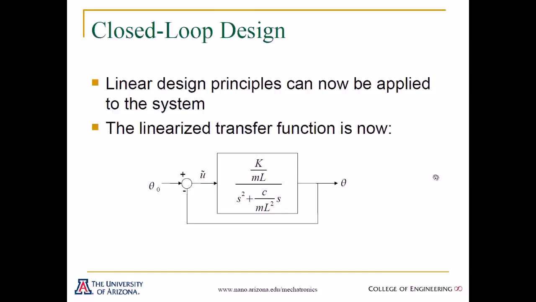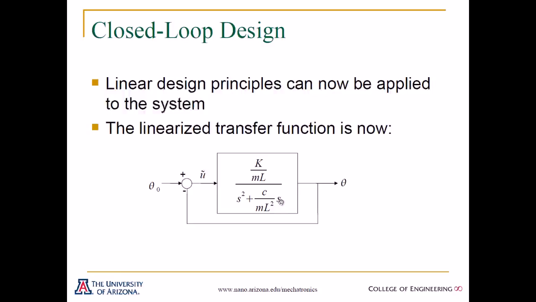We are now ready to design a closed-loop controller for the linearized system. Notice that the open loop transfer function has two parameters, k over ml and c over ml squared. Also notice that the system is of type 1. Therefore, if you attempted to apply a unit step input to the open loop transfer function, you would obtain an increasing or monotonically increasing output representing the integral term, that is the pole at the origin.